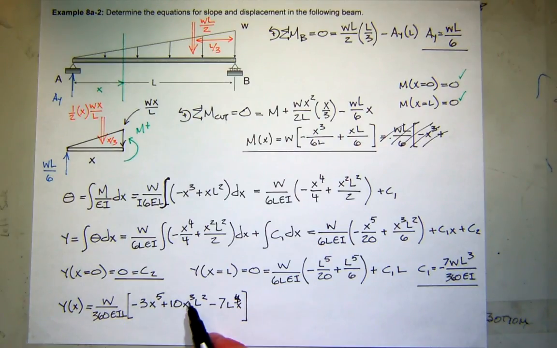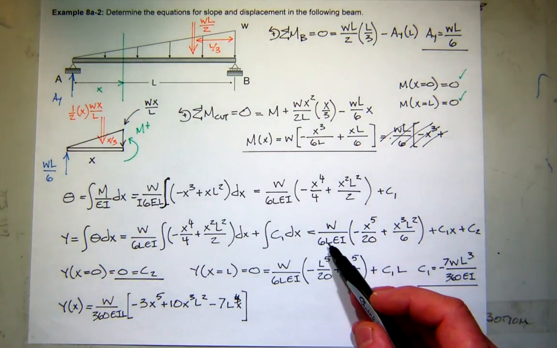x to the fifth, 5, 5. It does work because you put an x equal to 0, it works. And you put an x equal to L, you get minus 3 plus 10 minus 7, it works. I may have gotten a little messy at the end. I think that's right. It was here and I forgot it.